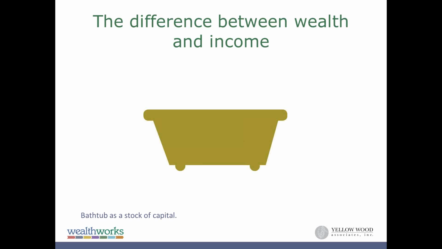So let's think about this bathtub as our stock of capital. And then there's two ways to grow our stock. One way is investment. So we can invest to increase the stock, and that's how we can build a stock. The way we use our stock is we make consumptive decisions. We use what's in the bathtub. So that flows out. We consume our stock.